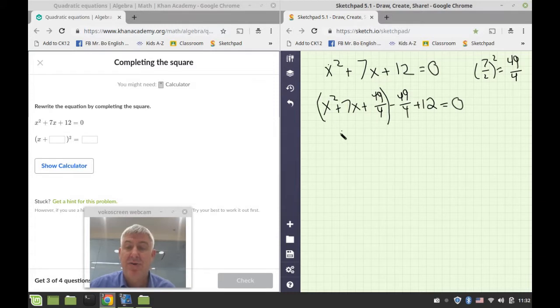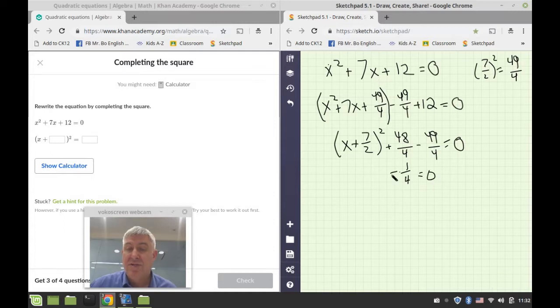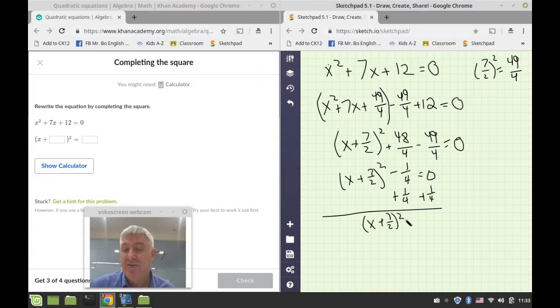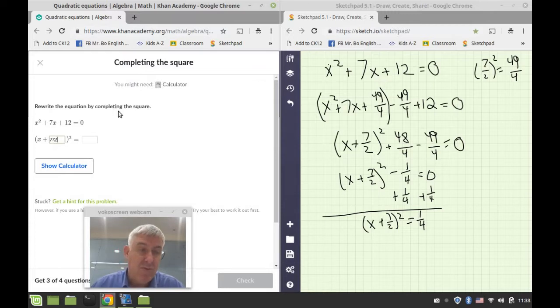But now we're going to group these together, and when we group those together, we'll get that. And we're going to have 12. 12 is 48/4, because 4 times 12 is 48, minus 49/4 equals 0. And after we do that, that's going to be minus 1/4 equals 0. So we've still got this x plus 7/2 squared. I'm going to add 1/4 to both sides. And we are going to end up with x plus 7/2 squared equals 1/4. And we'll go ahead and put that in here. If you're on an iPad or mobile or something, you'll use the pop-up that comes with this.